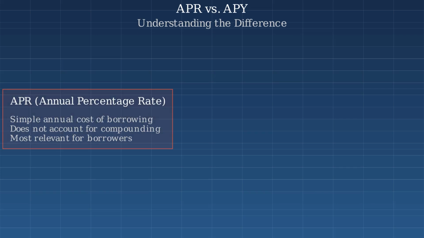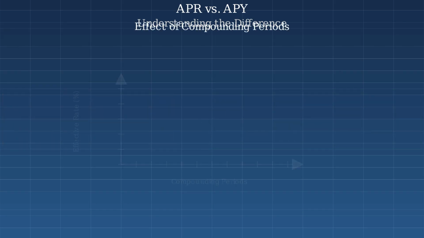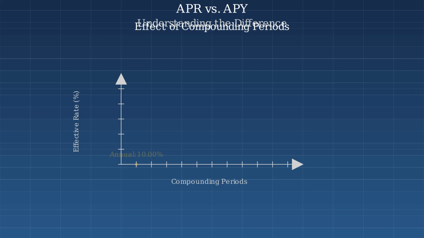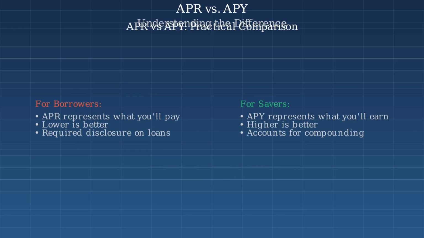Let's understand the key differences between APR and APY. APR, or annual percentage rate, represents the simple annual cost of borrowing without accounting for compounding effects. APY, or annual percentage yield, accounts for compound interest when interest is earned on previously accrued interest. The difference between APR and APY becomes more significant with frequent compounding periods. With a 10% APR, if compounded annually, the APY remains 10%. However, as we increase the frequency of compounding, the APY increases. From a practical perspective, the distinction between APR and APY matters differently depending on whether you're a borrower or a saver.